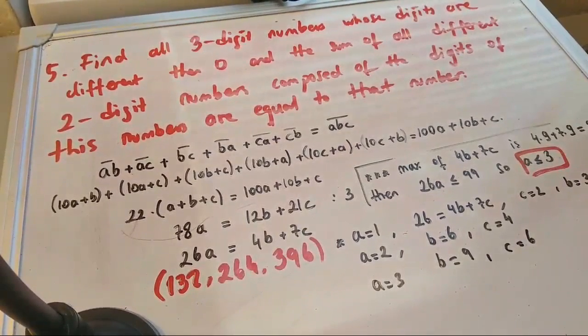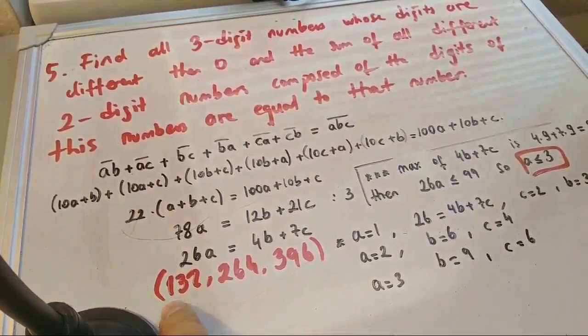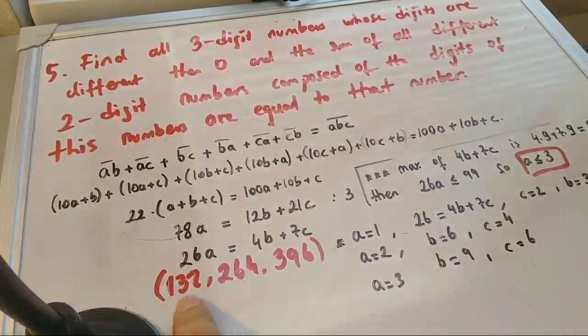Teacher, what about cases when AB is equal to BA or AC is equal to CA? In these values, how can we do this? AB is equal to BA. A is 1, B is 3, 13. BA 31. AB 26. BA 62. They're not equal.